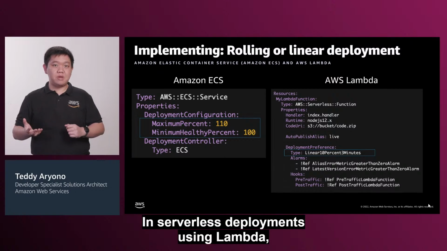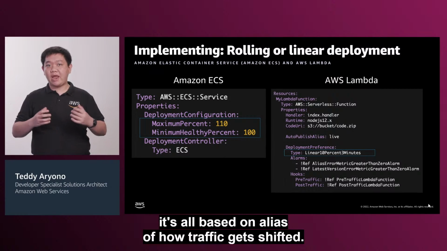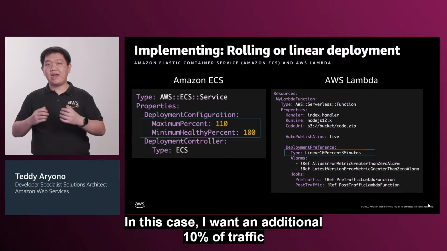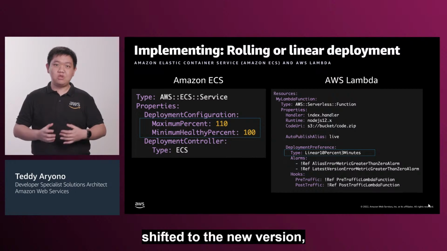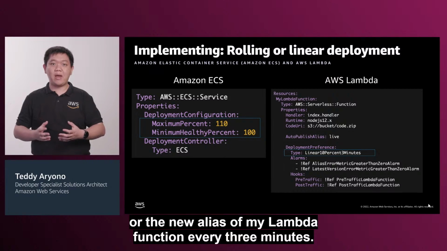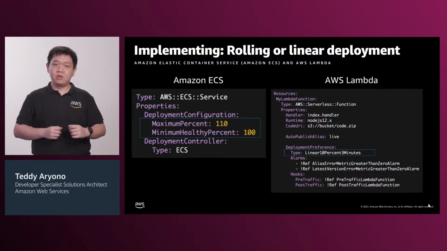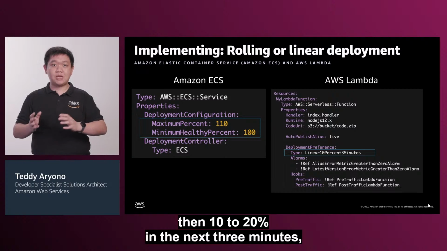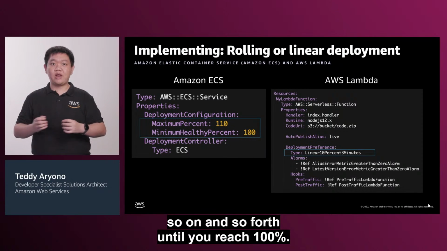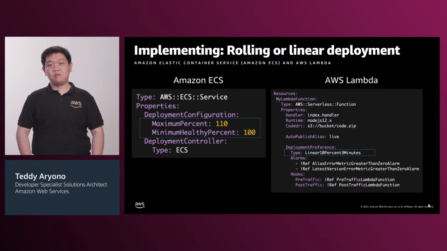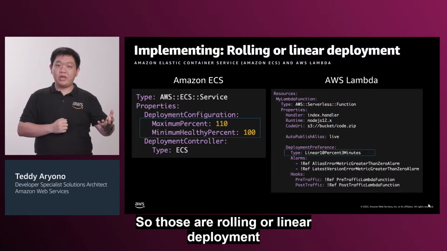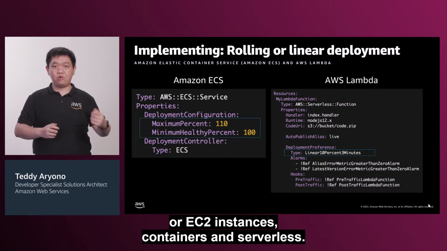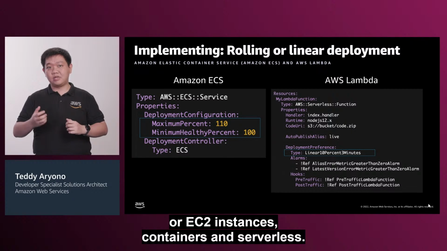In serverless deployments using Lambda, it's all based on aliases of how traffic gets shifted. In this case, I want an additional 10% of traffic shifted to the new version, or the new alias, of my Lambda function every 3 minutes. So 0 to 10% in the first 3 minutes, then 10 to 20% in the next 3 minutes, and so on and so forth until you reach 100%. So those are rolling or linear deployments for all compute options: virtual machines or EC2 instances, containers, and serverless.